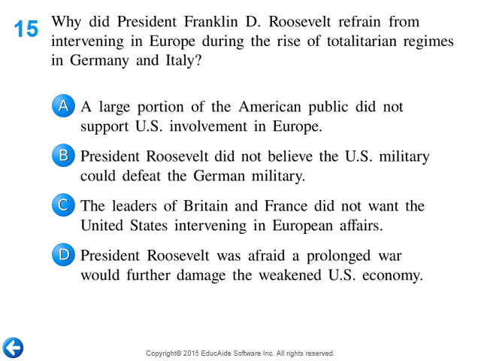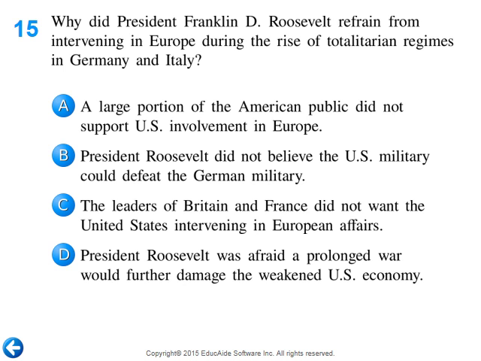All right, number 15. Why did President Franklin D. Roosevelt refrain from intervening in Europe during the rise of totalitarian regimes in Germany and Italy? So why didn't he get involved? A. A large portion of the American public did not support U.S. involvement in Europe. That makes a lot of sense. Let's hold on to that one. B. President Roosevelt did not believe the U.S. military could defeat the German military. Yeah, that has nothing to do with it. Remove that one. C. The leaders of Britain and France did not want the U.S. intervening in European affairs. Yeah, they did. They wanted our help in this. D. President Roosevelt was afraid that a prolonged war would further damage the weakened U.S. economy. No, a prolonged war, if we weren't involved, would, if anything, benefit our economy. So it's not that. It's A.